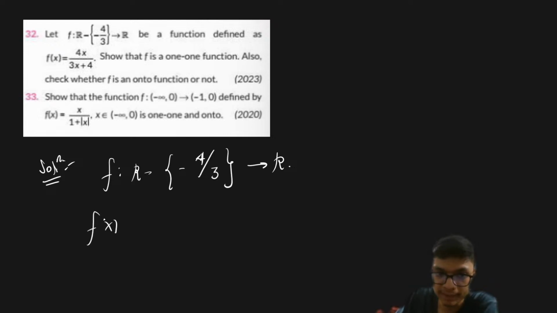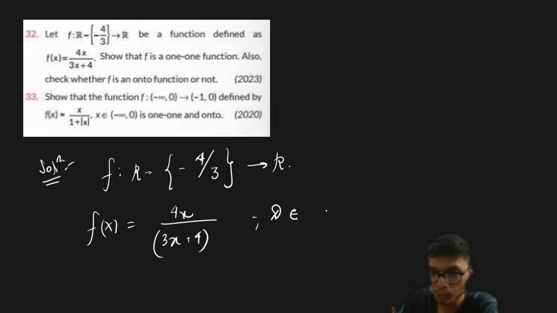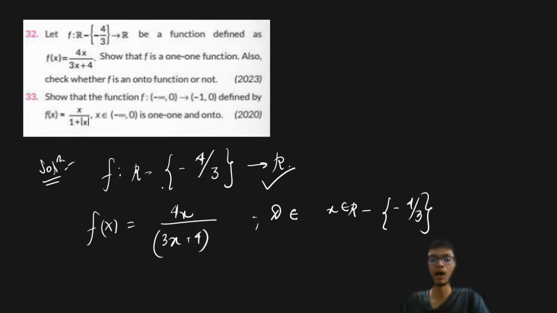The function is defined as y = 4x / (3x + 4). If you just look at this, you will find that the domain will include x belonging to all real numbers except the point where the denominator is equal to 0, that is -4/3, which is already given in the problem. Now our task is basically to understand how we find the range.